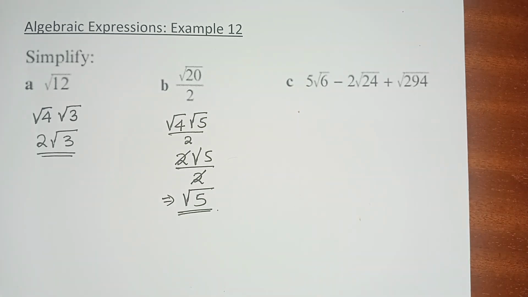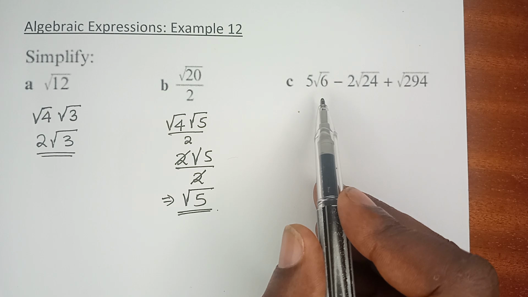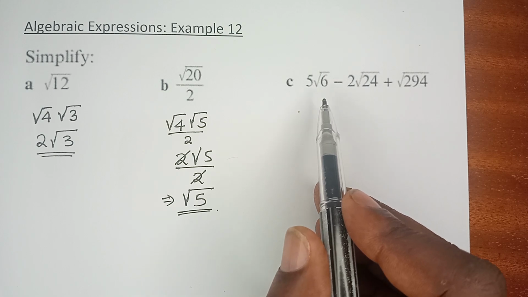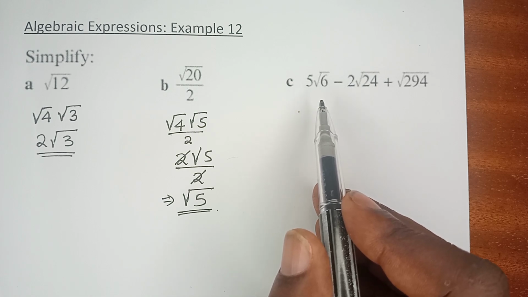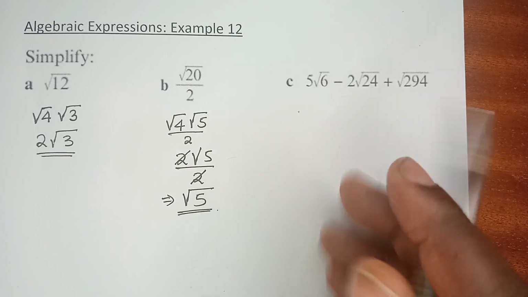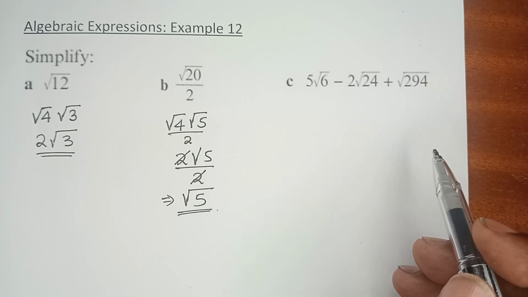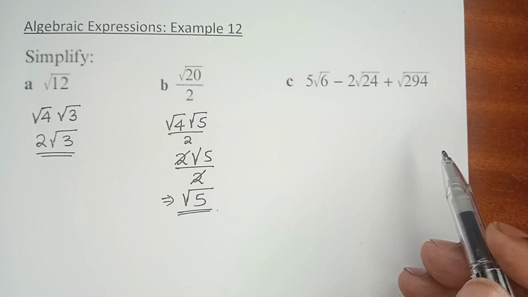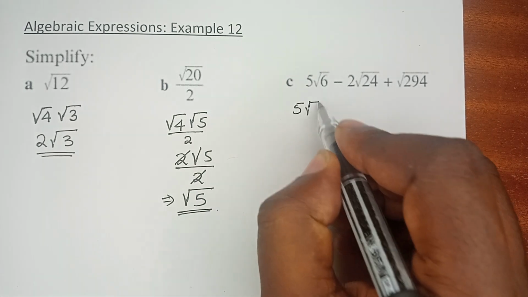Look at part C: 5 root 6 minus 2 root 24 plus root 294. There is nothing we can do about 5 root 6, because there is no way 6 can be written as a product of two numbers where one of them is a perfect square. The only product of factors which can give us 6 is 1 and 6, and we cannot do that because we'll just be going back to what we initially had. The other one is 2 times 3. Neither 2 nor 3 is a perfect square, and that is just it. So we write it the way it is, 5 root 6.